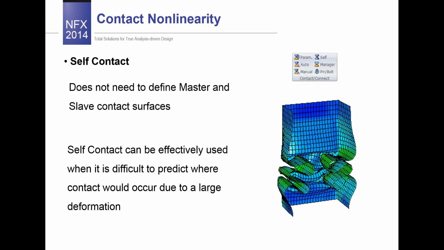And finally, the last one, self-contact. This type of contact definition will recognize all elements which come from the part itself. This is done automatically, and next it will generate the contact elements or contact connections. Self-contact is used effectively when it's difficult to predict where the contact would occur due to large deformation.